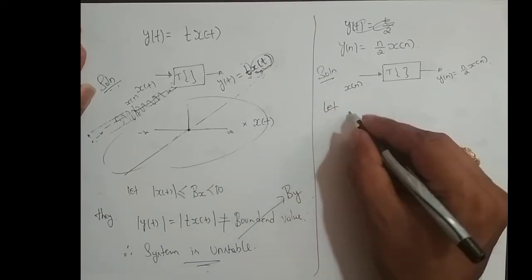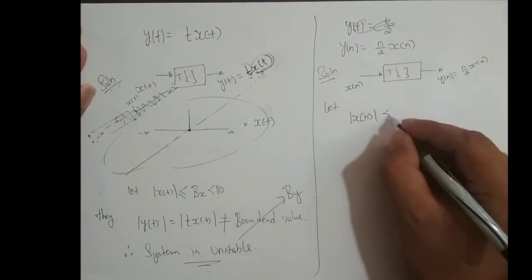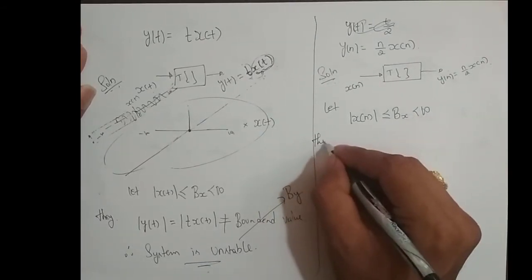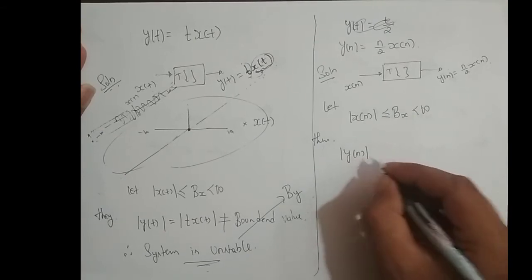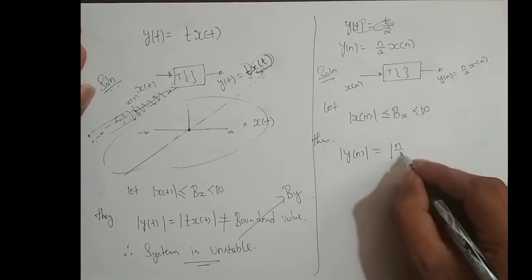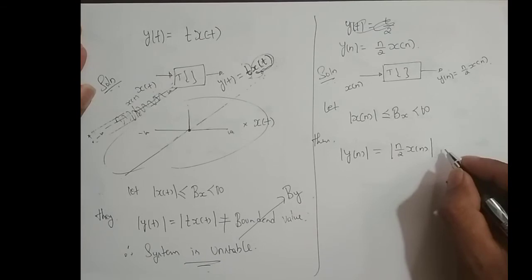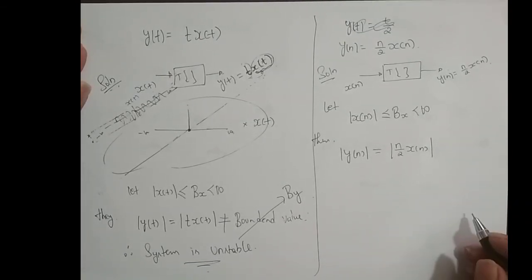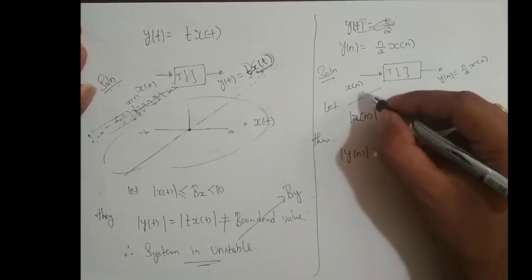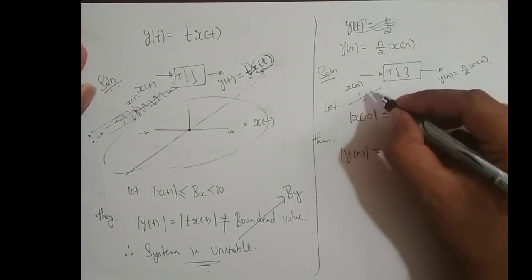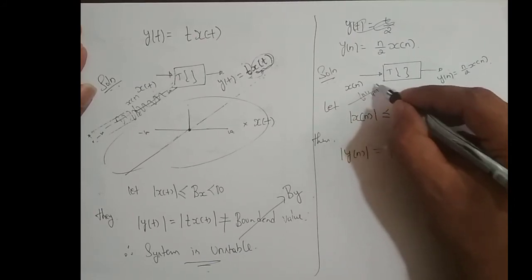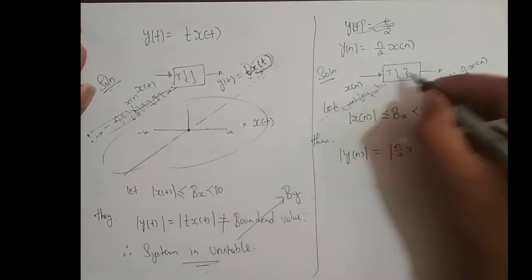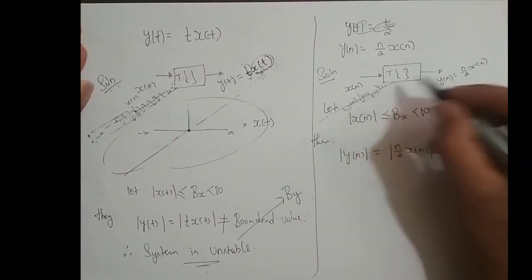Now we'll assume that the magnitude of x of n, the input I am feeding, is bounded by a value of bx which is less than infinity. Then the magnitude of y of n, which is equal to the magnitude of n by 2 into x of n, is this bounded or unbounded? Okay, again we'll assume we are applying the input as a sine wave. So at n equal to 0, it's a sine wave, it's a sample. So just imagine that it's a sine wave, but it's discrete time.